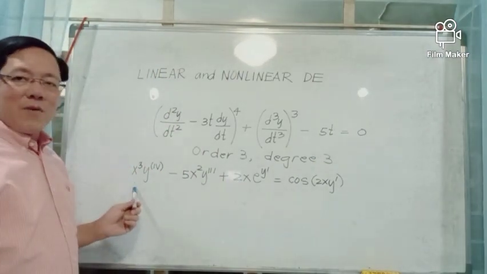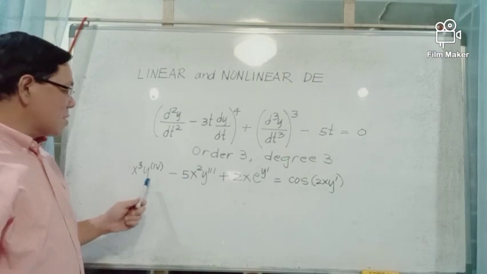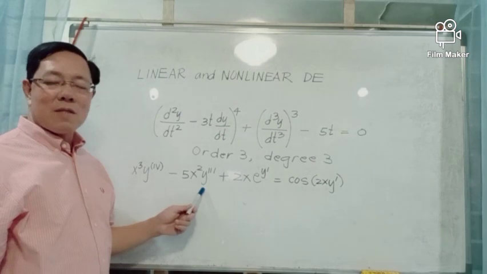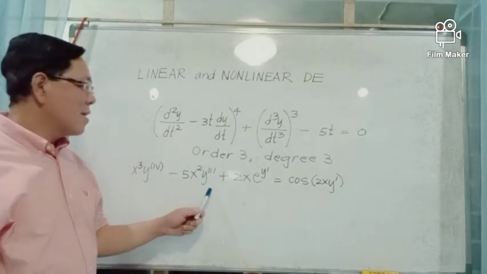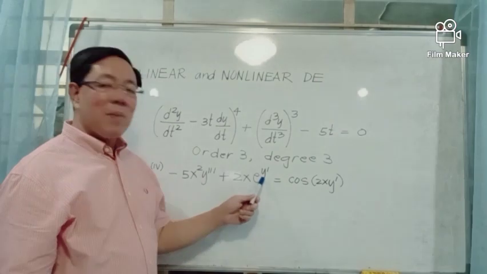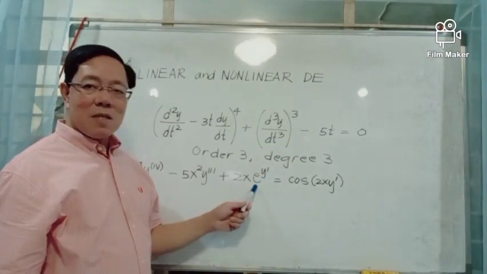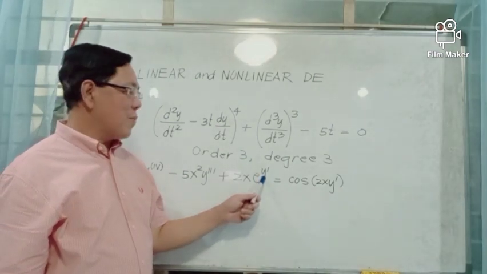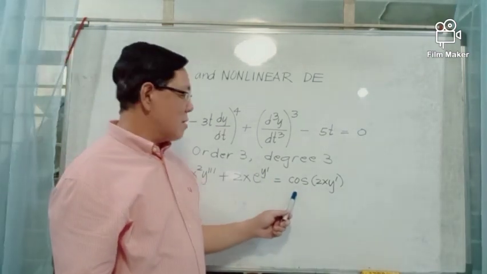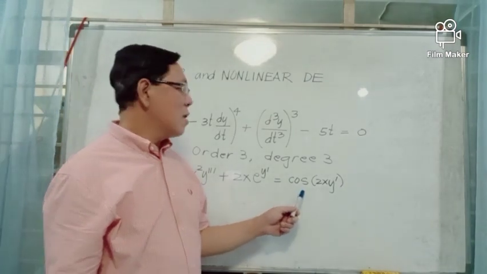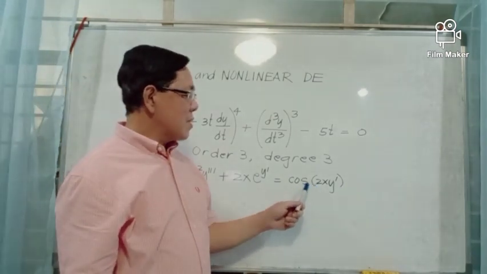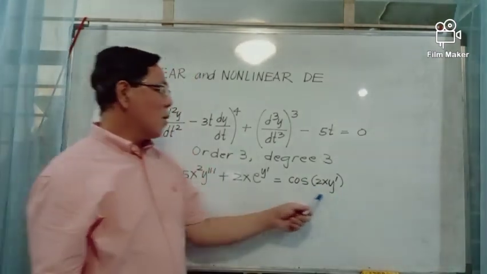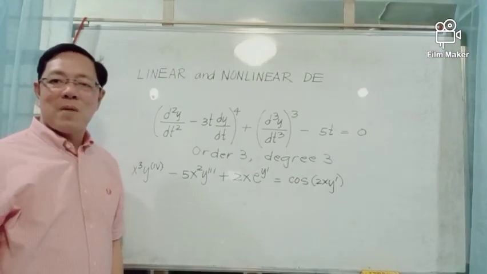Consider this second differential equation. We have x cubed times the fourth derivative of y minus 5x squared times the third derivative of y plus 2x times e to the power y prime. This is an exponential function, e raised to the derivative of y, equals cosine. Cosine is a trigonometric function, and it is a function of 2x times the derivative of y.